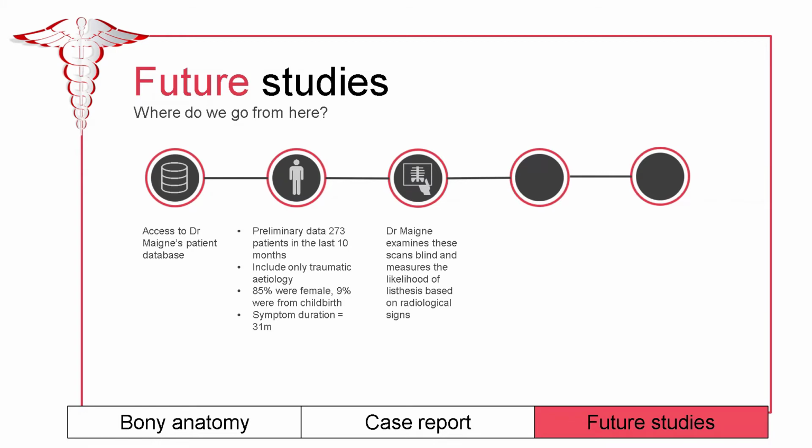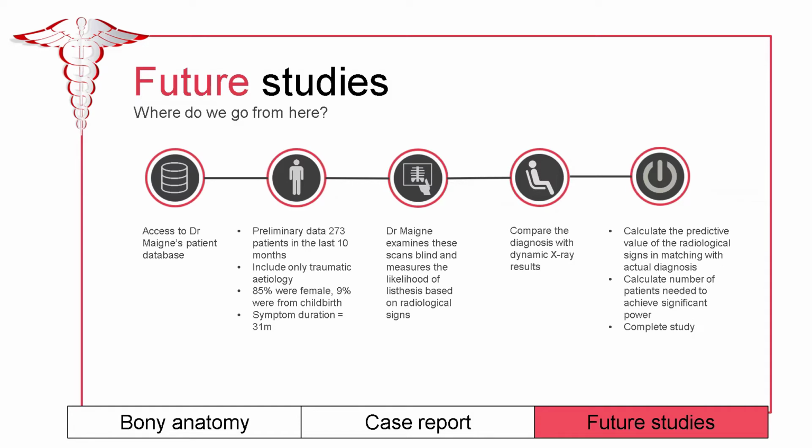Then I take all these scans, I blind them and give them to Dr. Main, just the standing X-rays, and he looks at them blind, and he tries using radiological signs that no one has really reported before. He looks at just the standing X-ray and tells me if it's going to be hypermobile, or if there's a fracture, or if there's a spur. And then we compare that with the eventual diagnosis and see how predictive those signs are. Once we've got the predictive value, I'll give it to my statistician. She'll figure out how many patients I need in total to have significant power, and then I go and find those patients and complete the study.